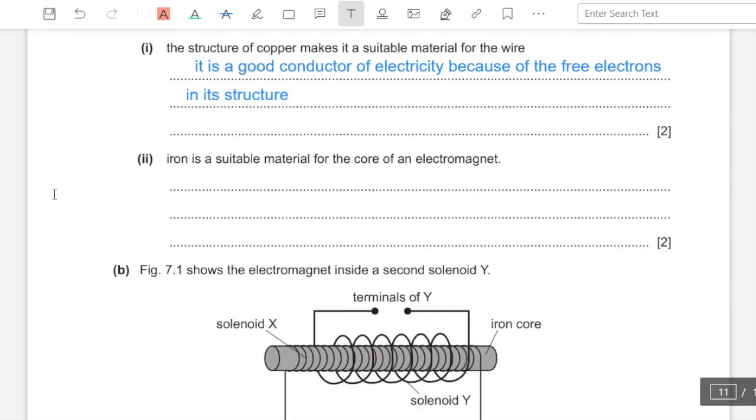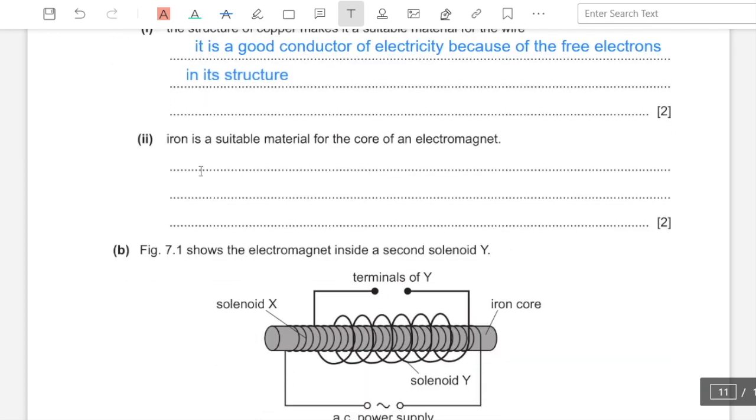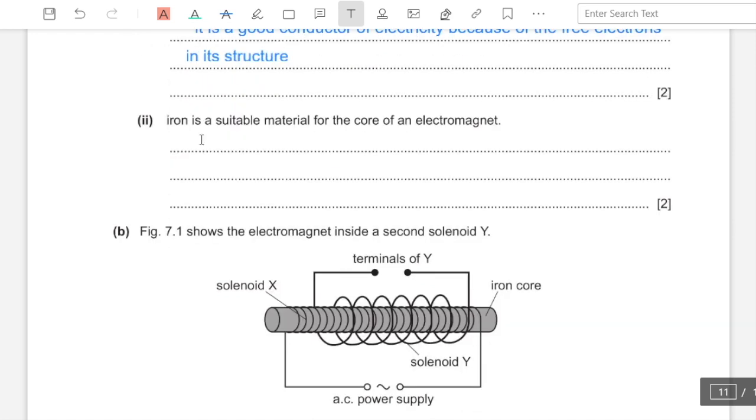2. Iron is a suitable material for the core of an electromagnet. Explain why this is so. Similarly, here we're also supposed to be writing 2 points.